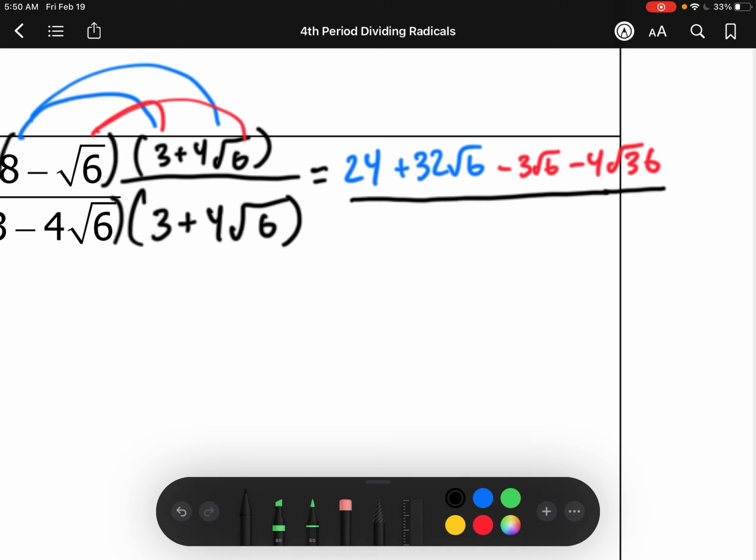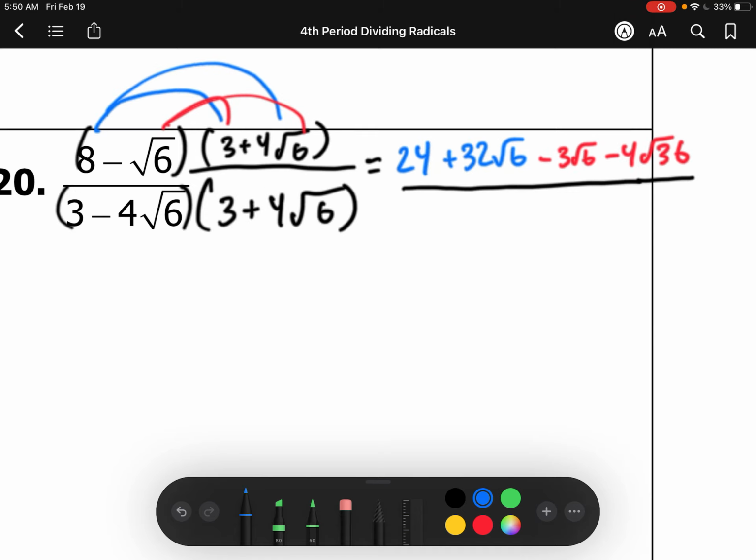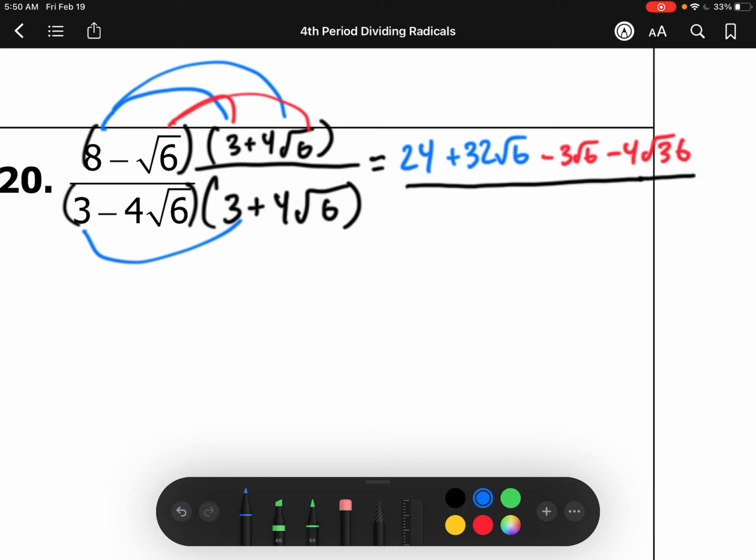All right. Next, let's multiply our denominators. So we have 3 times 3, which is 9. We have 3 times 4 times the square root of 6. 3 times 4 is 12, so this is plus 12 times the square root of 6. Next, I have minus 4 times the square root of 6 being multiplied by 3. 3 times negative 4 is negative 12 times the square root of, oh wait, no, sorry. It's just 6. These two are like terms, right? So they're going to end up canceling each other out.